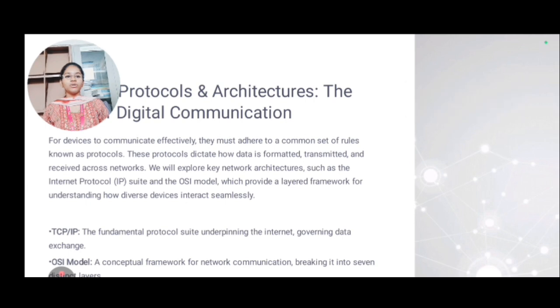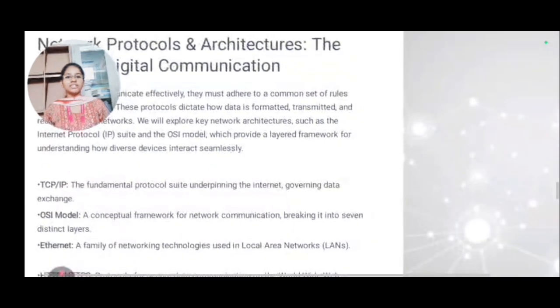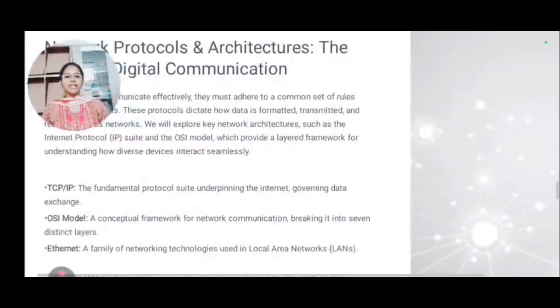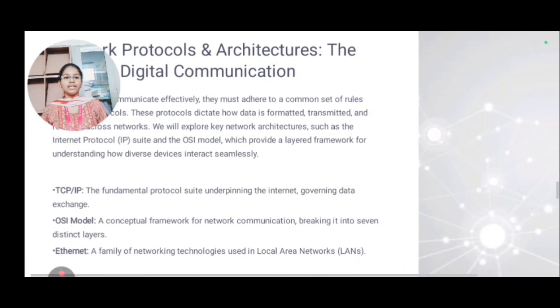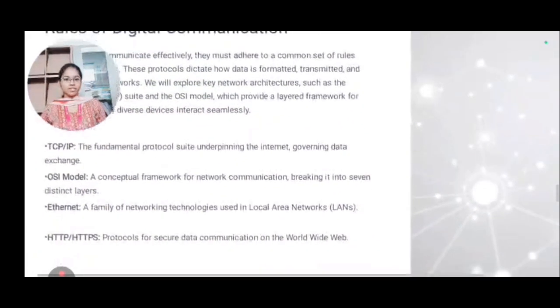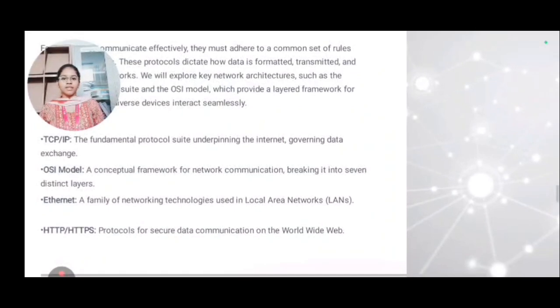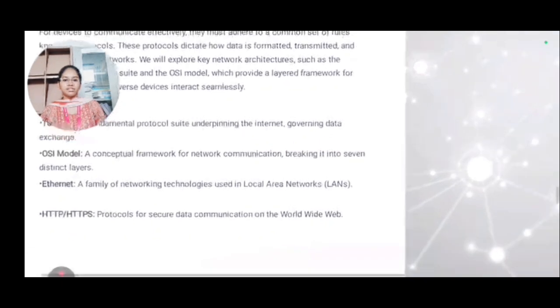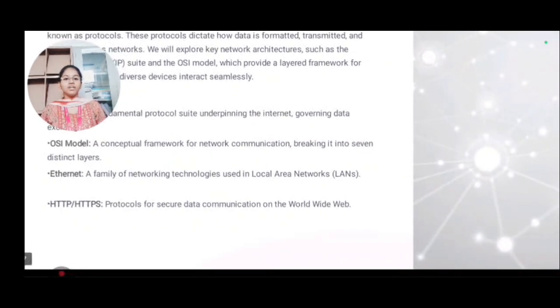We will explore key network architectures such as the Internet Protocol suite and the OSI model, which provide a layered framework for understanding how diverse devices interact seamlessly. There are several types: TCP/IP, the fundamental protocol suite underpinning the internet, governing data exchange, and the OSI model, a conceptual framework for network communication, breaking it into 7 distinct layers.